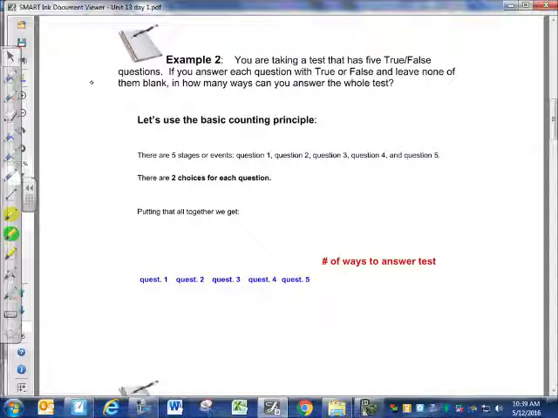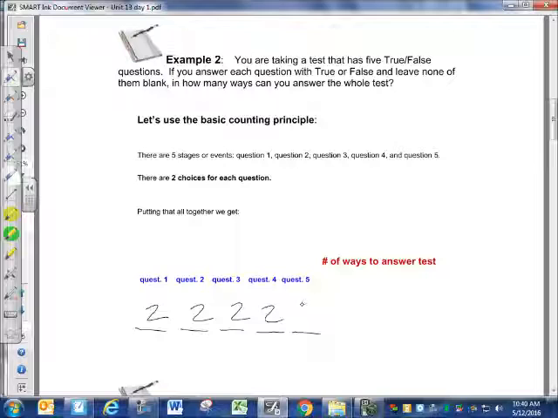If I'm taking a test that has 5 true-false questions, you can either answer true or false for each question. You can't leave any of them blank. How many ways can you answer the entire test? Well, there are 5 questions, so I do 5 lines for my 5 questions. The choices I have for the first question are true or false, so I put 2 for my first question. Choices for my second question: 2.